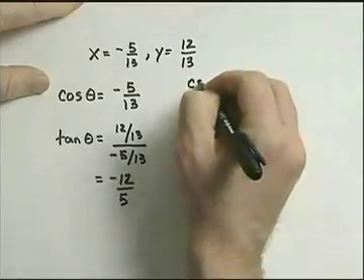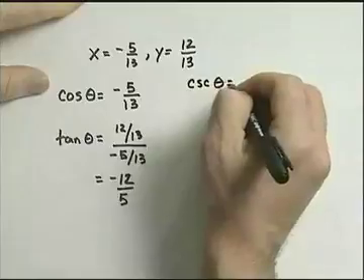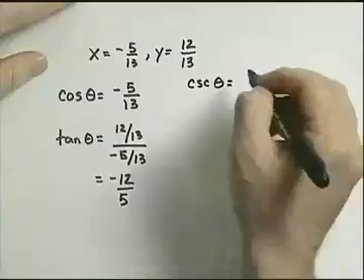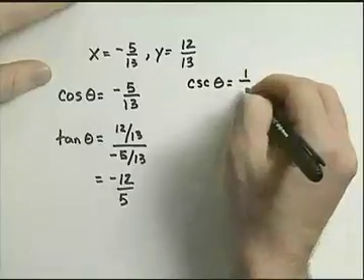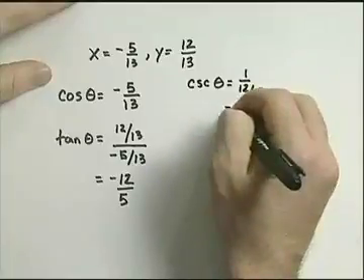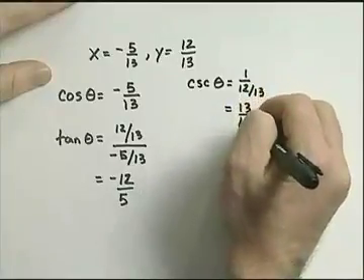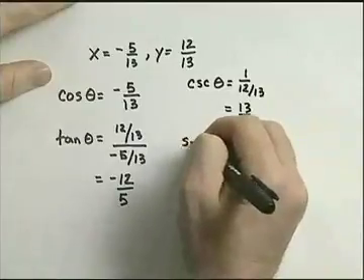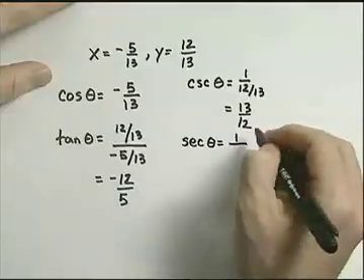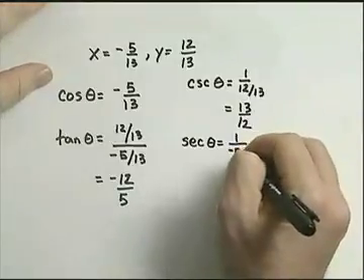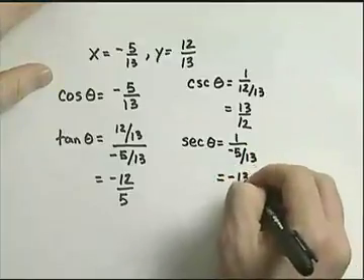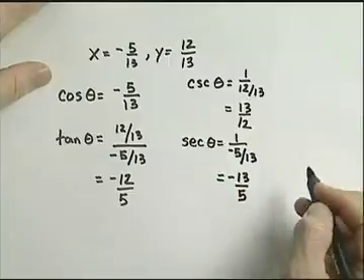Then we can have the cosecant of theta. Remember, the cosecant takes as input the angle theta and gives as output 1 over the y value. So I'm going to have 1 over 12/13, which is 13 over 12. The secant takes as input the angle theta and gives as output 1 over the x-coordinate. So that's 1 over negative 5/13. So I get negative 13 over 5.